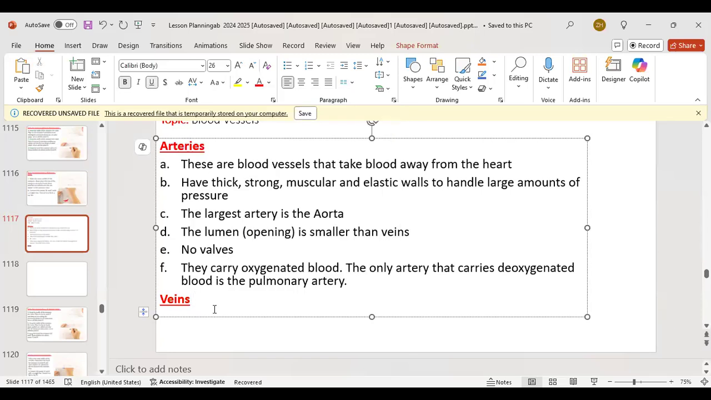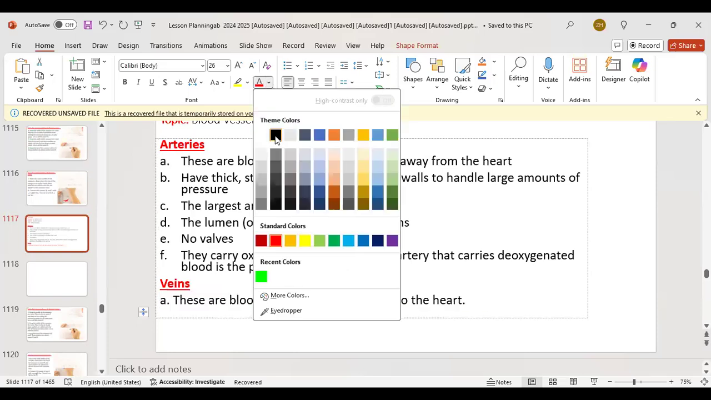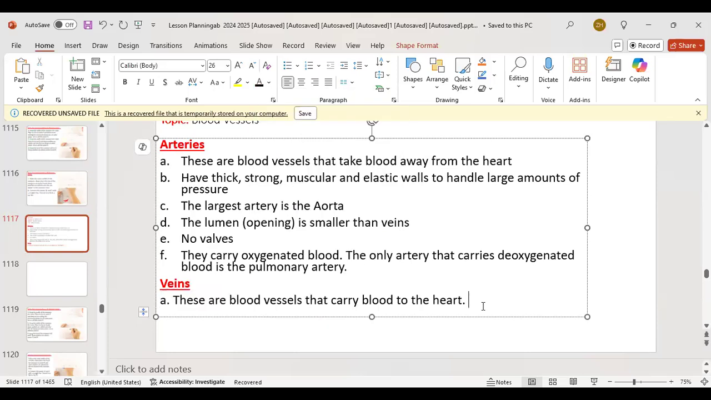So arteries carry blood away from the heart. Veins carry blood to the heart. So these are blood vessels that carry blood to the heart, not away from the heart, but to the heart. Okay. They carry blood to the heart. Understand that, Antoine? They carry blood to the heart.